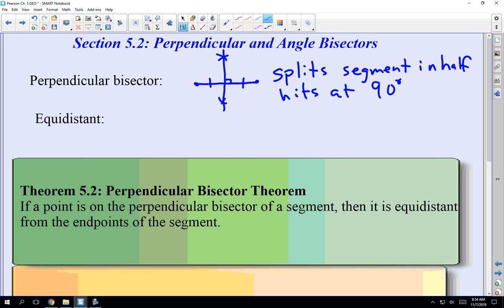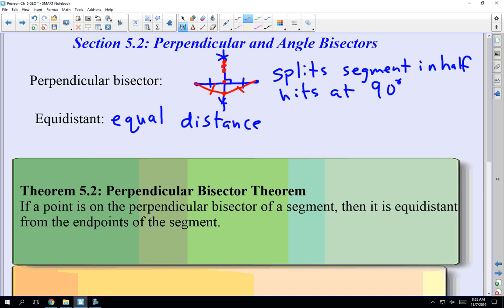And equidistant means literally equal distance. So equal distance. Let me try rewriting this again. So what our first theorem says from this section, it's theorem 5.2, the perpendicular bisector theorem. It says that any points along this perpendicular bisector, I don't care where they are, they can be anywhere on here, are always going to be an equal distance from the endpoints. In other words, this is congruent to that.